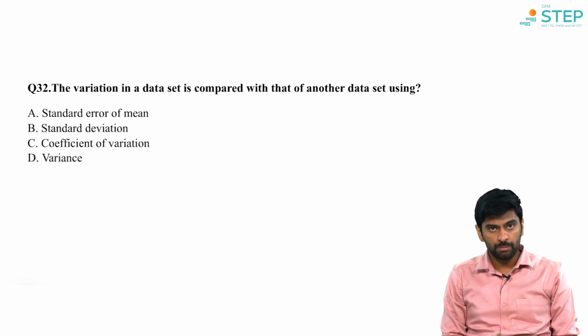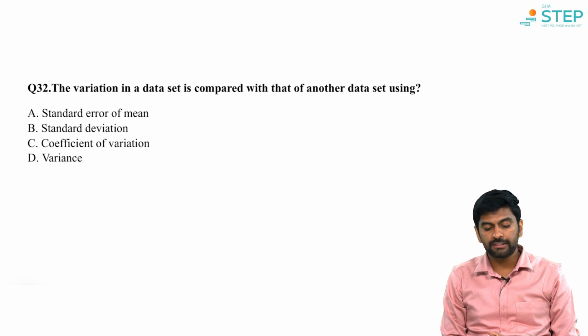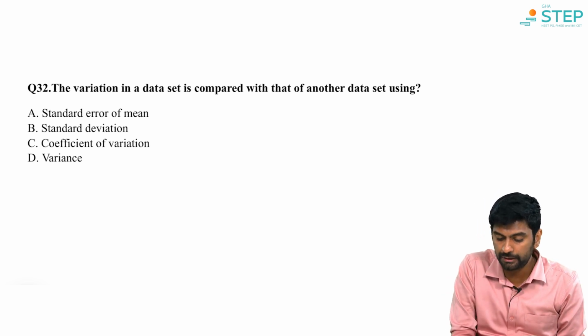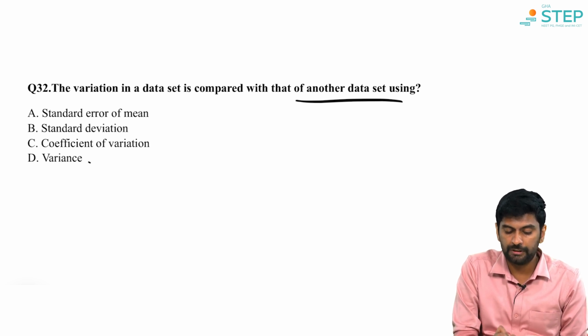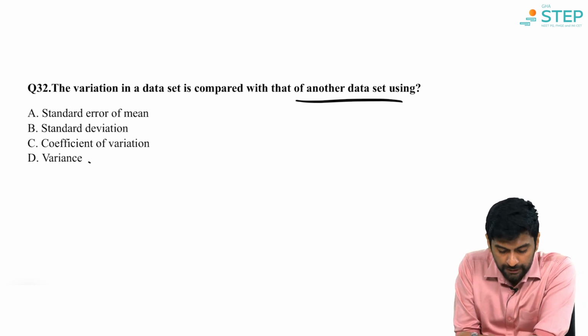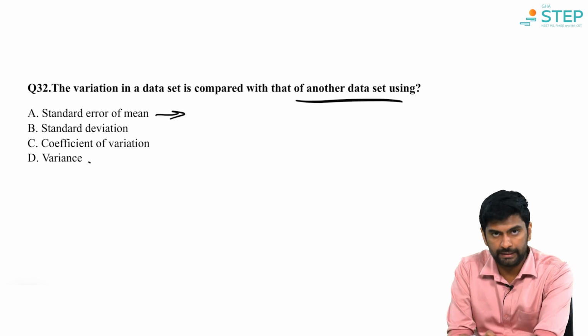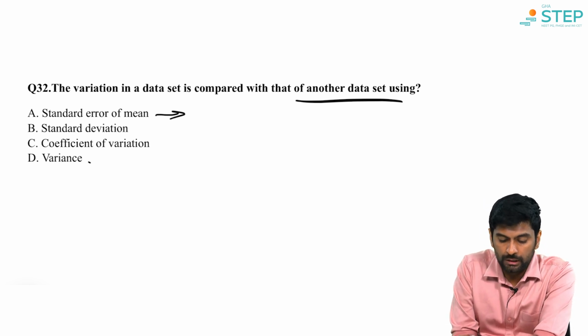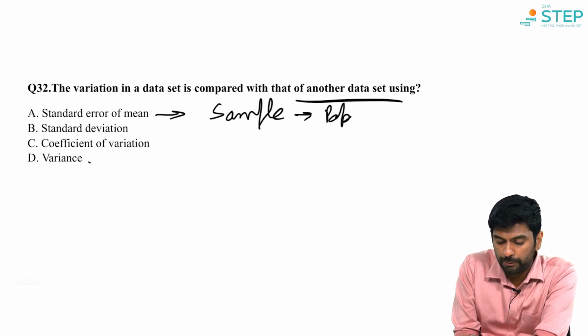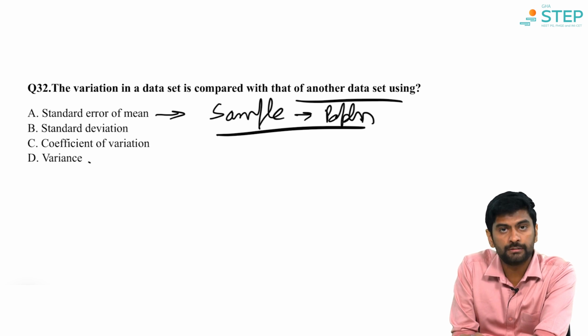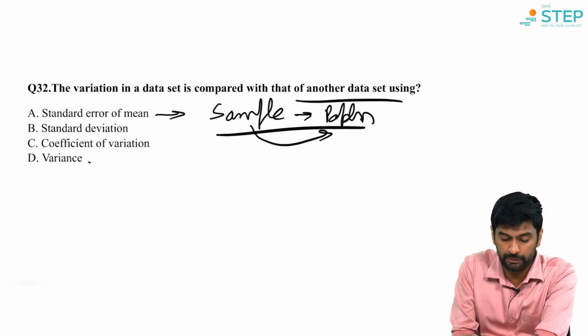Question number 32, this is the last question. The variation in a data set is compared with that of another data set using which of the following: standard error of mean, standard deviation, coefficient of variation, or variance? Standard error of mean basically compares how the mean of the sample varies with respect to the population. So it doesn't check between two data sets, only between the sample and the population.